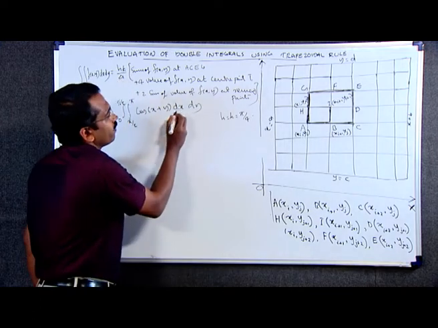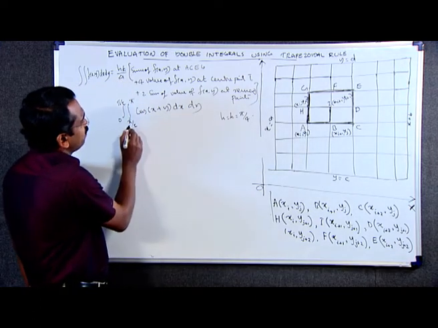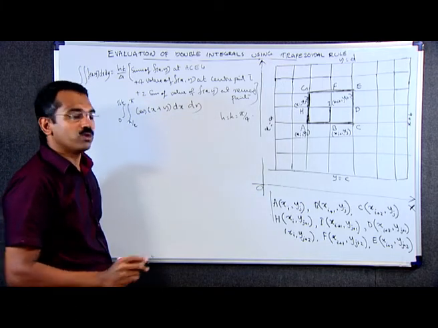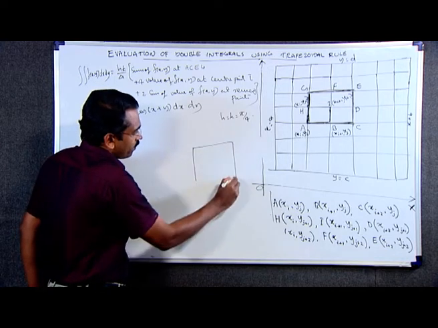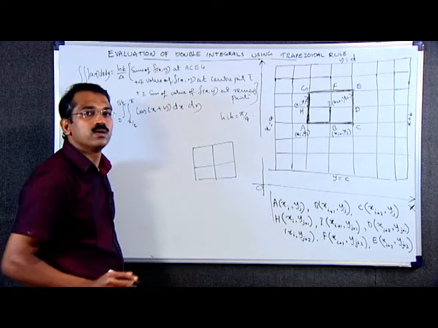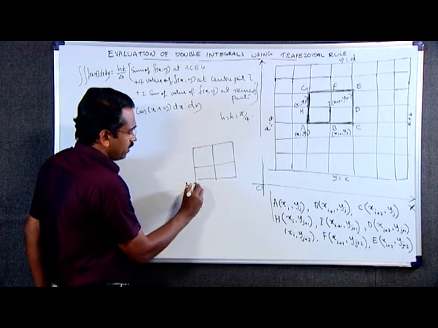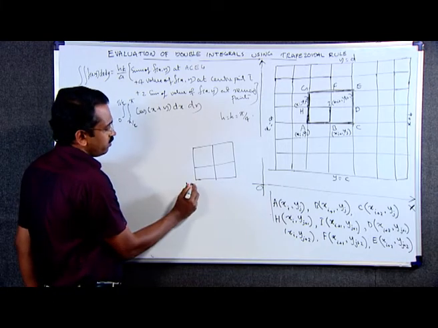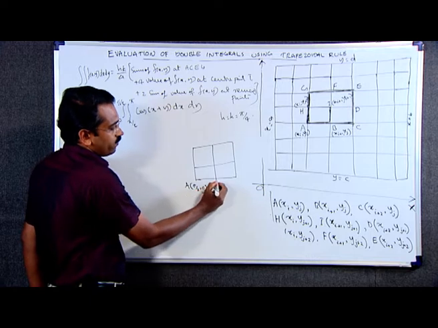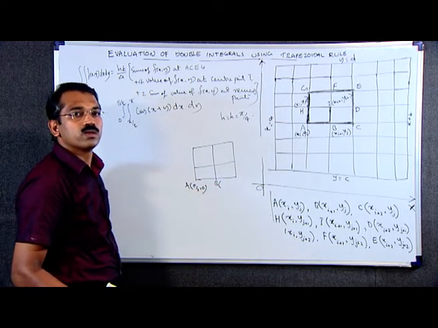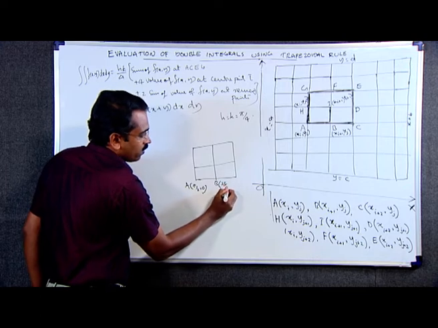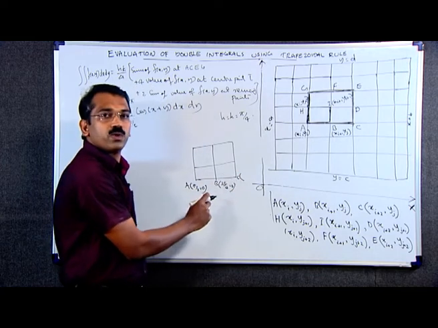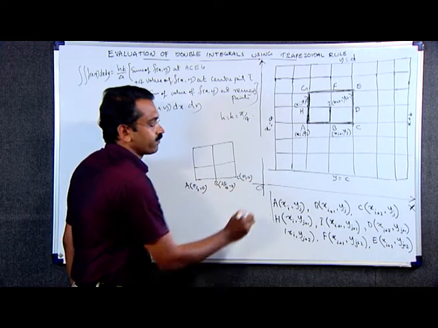Now, here the variation of x is from pi by 2 to pi and the variation of y is from 0 to pi by 2. Therefore, we can consider this rectangle. The points are: A is the point pi by 2, 0, where x is pi by 2 and y is 0. Let B be the point 3 pi by 4 comma 0, because h is pi by 4, and C be the point pi comma 0.